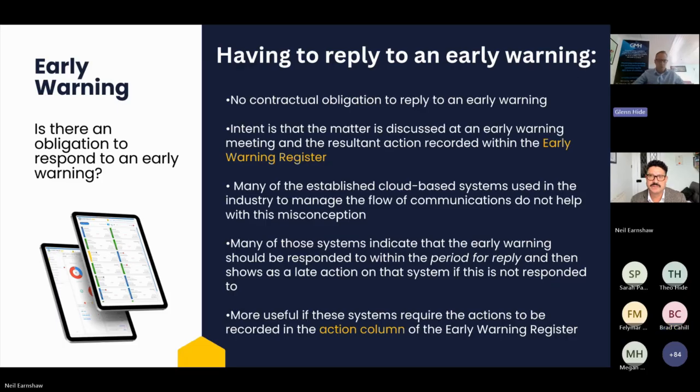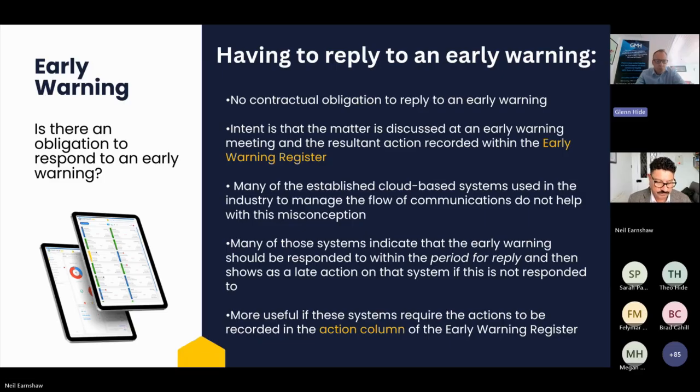Brilliant. Good. That's what I hoped you'd say. Yeah, I see this a lot, particularly clients, where they haven't responded to an early warning and they've got an action and it shows as a red action that they've not done something. And the whole thing about early warnings is most of the responses are in the meeting, and so they're recorded on the register. So that's good. That's what you've got settled within the system.